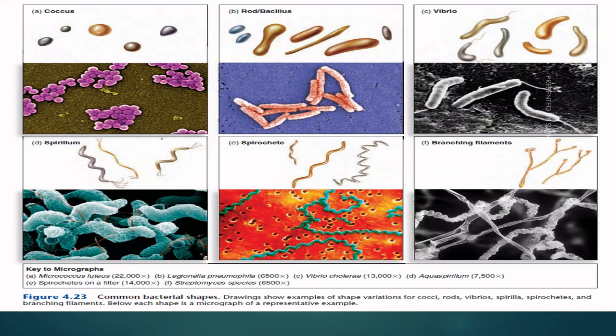And in our next slide, we can see the coccus, rod shaped like this, vibrio like this, and spiral shape like this, and spirochetus like this. Okay, so here these are the pictures of original cells.